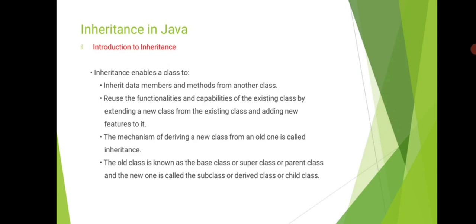So data members and methods are both in the class, right? So they are inherited by the other class.